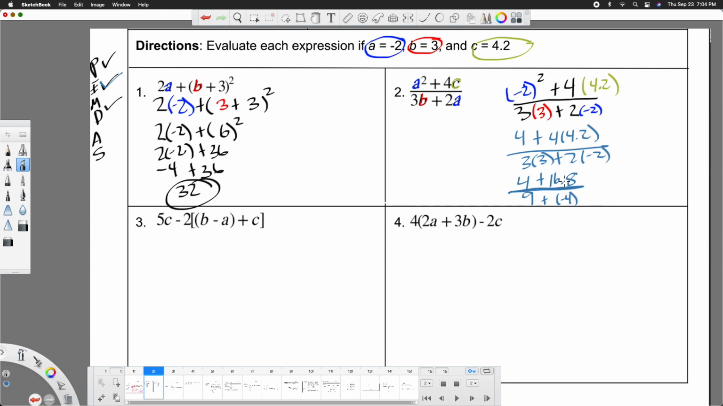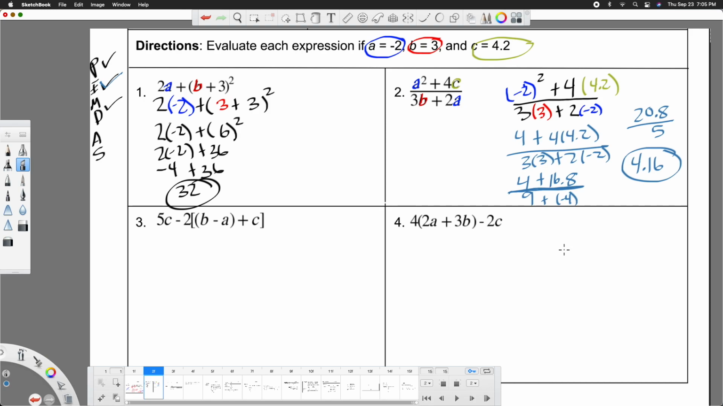So 4 plus 16.8, and I'm going to write that up here, 20.8, over 9 plus -4. Remember, they're opposites, so I subtract. 9 is bigger, and it's positive, so 5 is definitely positive. So now we can divide this. Now we can go 20.8, and we can divide by 5. So we get 4.16. So that is our evaluated expression, down to 4.16.